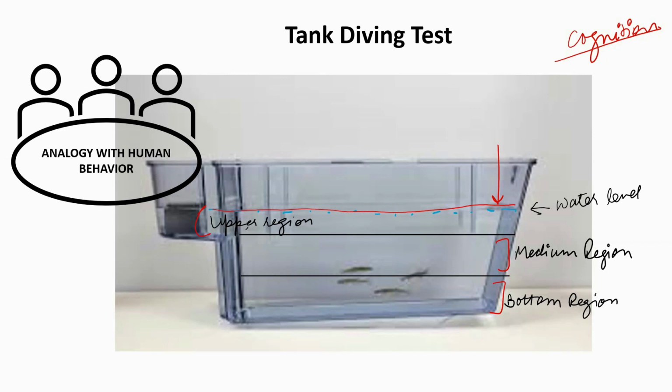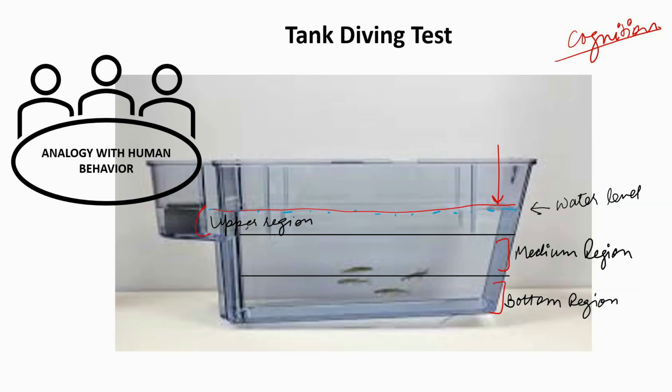Okay, so you will always find them in the bottom region or in the medium region, but the healthy control fish will never ever come in the upper region if you are standing there. If you are watching them from a distance, for a very long time they'll be seen in the medium and the bottom region, but at some point of time they'll come in the upper region. They'll come in the upper region only when you're watching them from a distance. If you are standing there, they will never come to the upper region. Okay, so this is the test for the cognition.